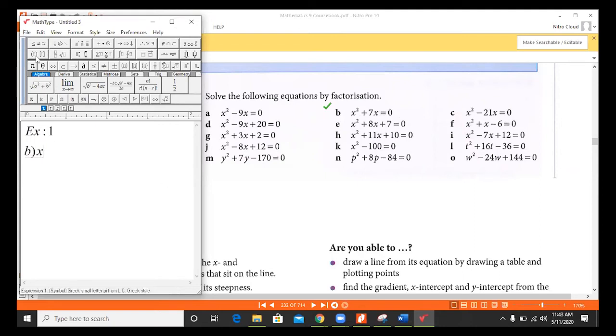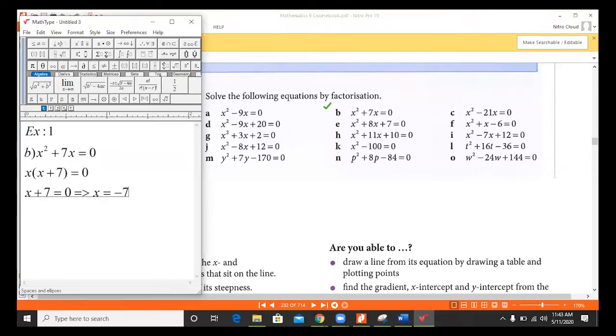So B, it's x squared plus 7x equals to 0. So we factorize it and it's x times x plus 7. So x plus 7 is equal to 0, and x is equal to minus 7. So this implies that x equal to?